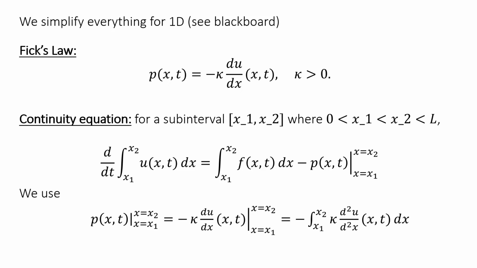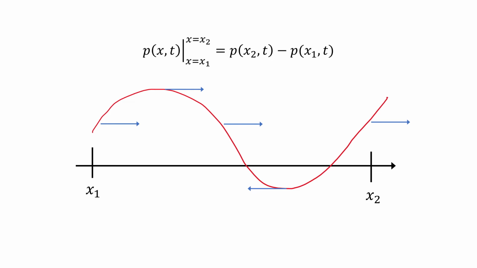Again, it makes sense to visualize that. In order to better understand the boundary term, let's have a look at the following. So we've got the term P(x,t) evaluated at x equals x1 and x equals x2, which is a notation that we know from the fundamental theorem of calculus. Explicitly, of course, that is P(x2,t) minus P(x1,t). This value describes the amount of heat leaving the interval.